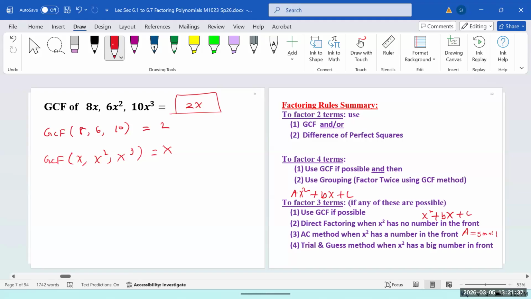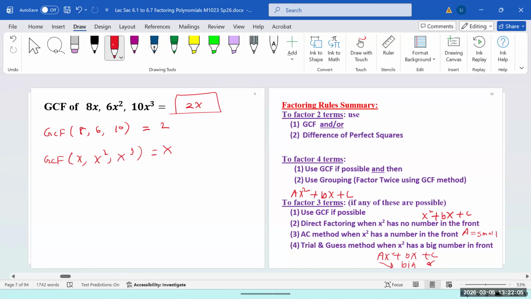And then we have another scenario. We have ax squared plus bx plus c. Both a and c are big numbers. If they are big numbers, we have to use the trial and guess method. We can use the AC method, no problem, but since the numbers are big, you'll get stuck in the AC method. So depending on what you have, we approach differently.